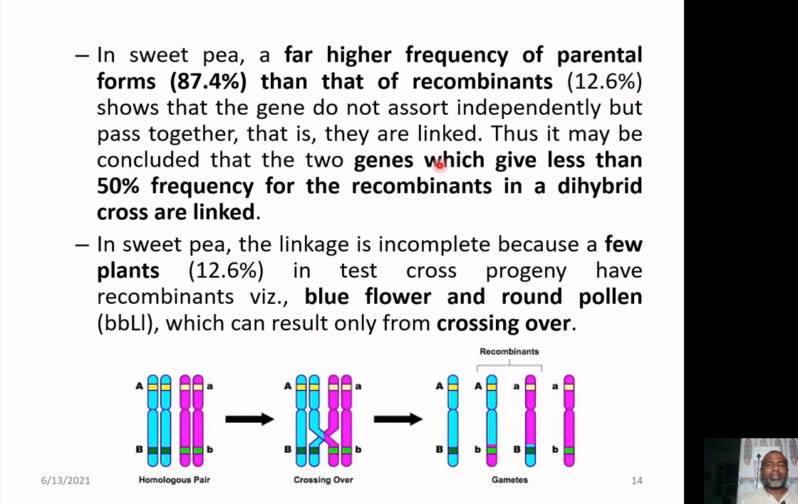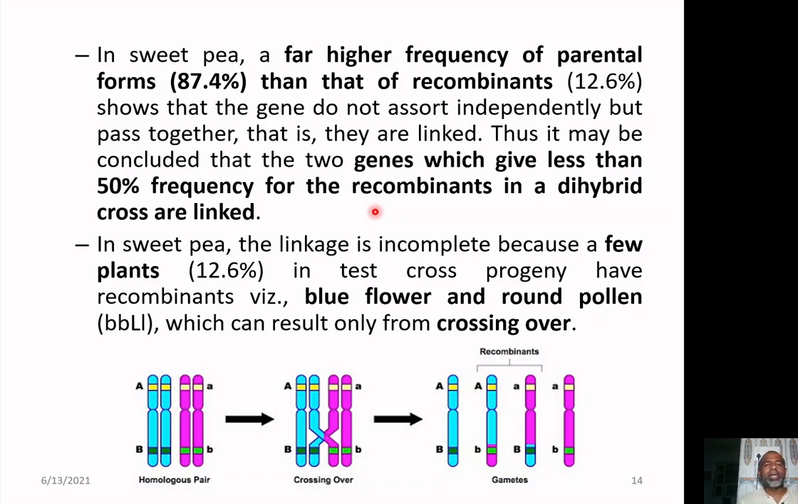So, it means the genes were linked. They were not having a full chance of separation always, but they have separated themselves into a very few recombinants because of the crossing over, otherwise they were linked. So whenever you are getting less than 50% frequency of recombination in the dihybrid cross, when you are testing it, it means it is an incomplete linkage.